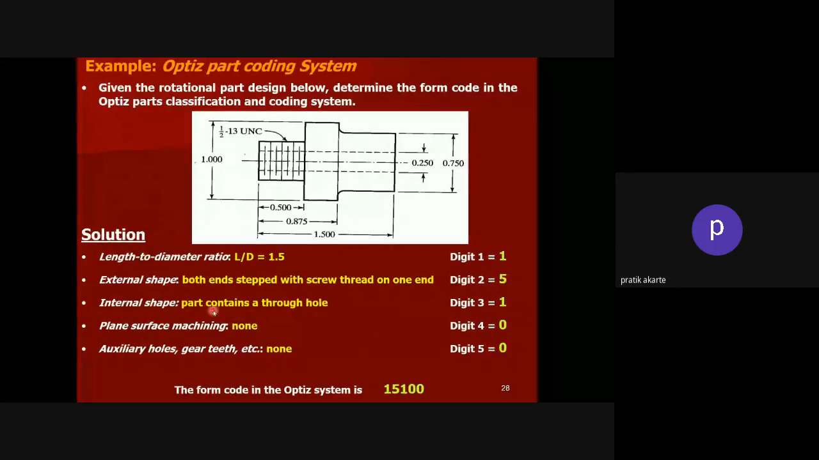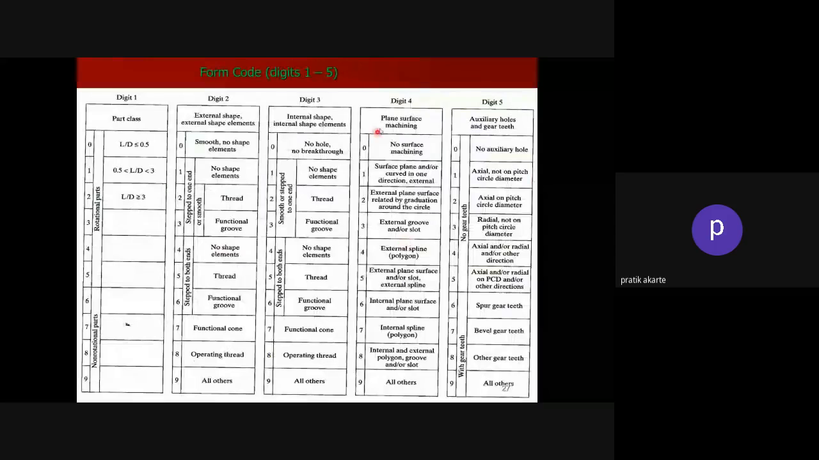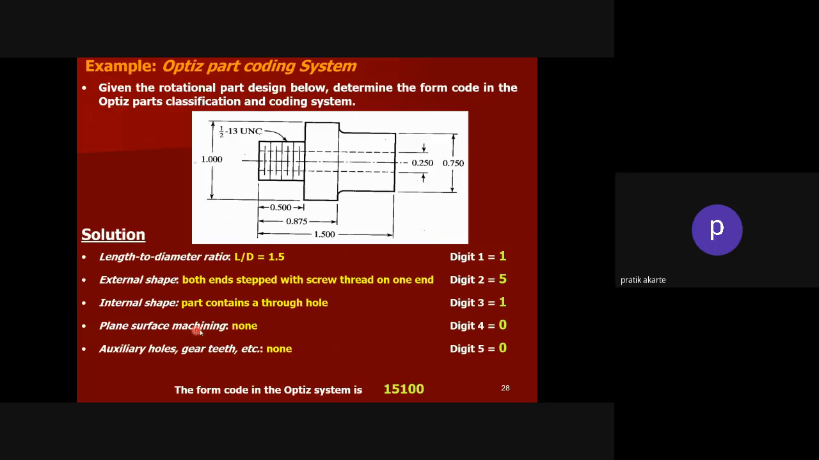Then internal shape: the part contains a through hole. So at digit 3 we'll be using number 1. For internal shape, internal elements, there is no shape and it is a through hole. So that's why we'll be using number 1. Then we have number 4, plane surface machining. There is no surface machining. I mean, no information is given about the surface machining, so we consider it as none. So that's why digit 4 will be 0.